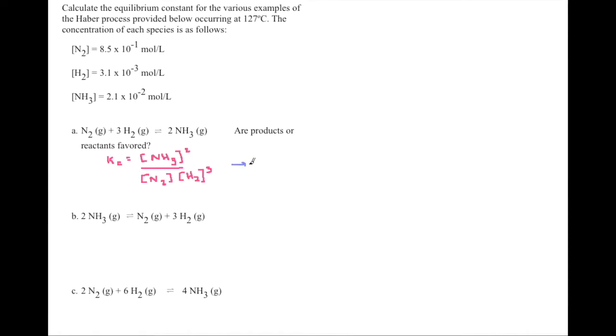So into this, for the concentration of NH3, I have 2.1 times 10 to the negative second. I'm going to square that all over the concentration of N2, which is 8.5 times 10 to the negative first, times the concentration of H2, which is 3.1 times 10 to the negative third, and I need to take that value and I need to cube that. And so what I end up getting for my Kc is that it equals 17,415. Okay, so I'm going to round this to the correct number of sig figs. I'm going to just say 17,000 is what my Kc equals.